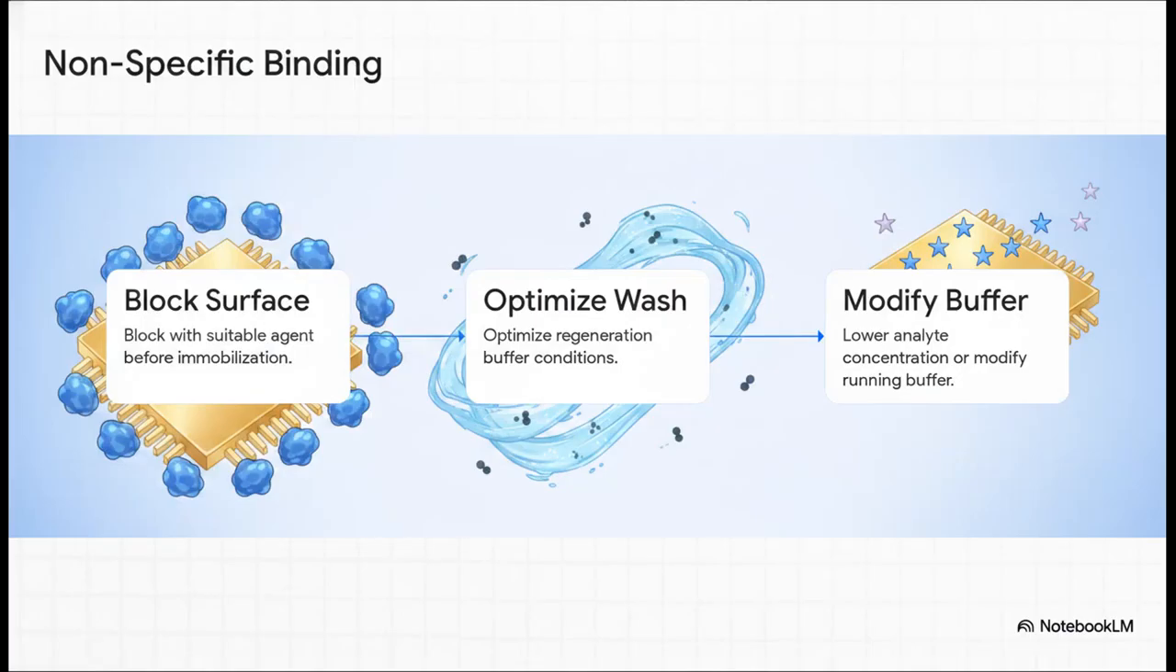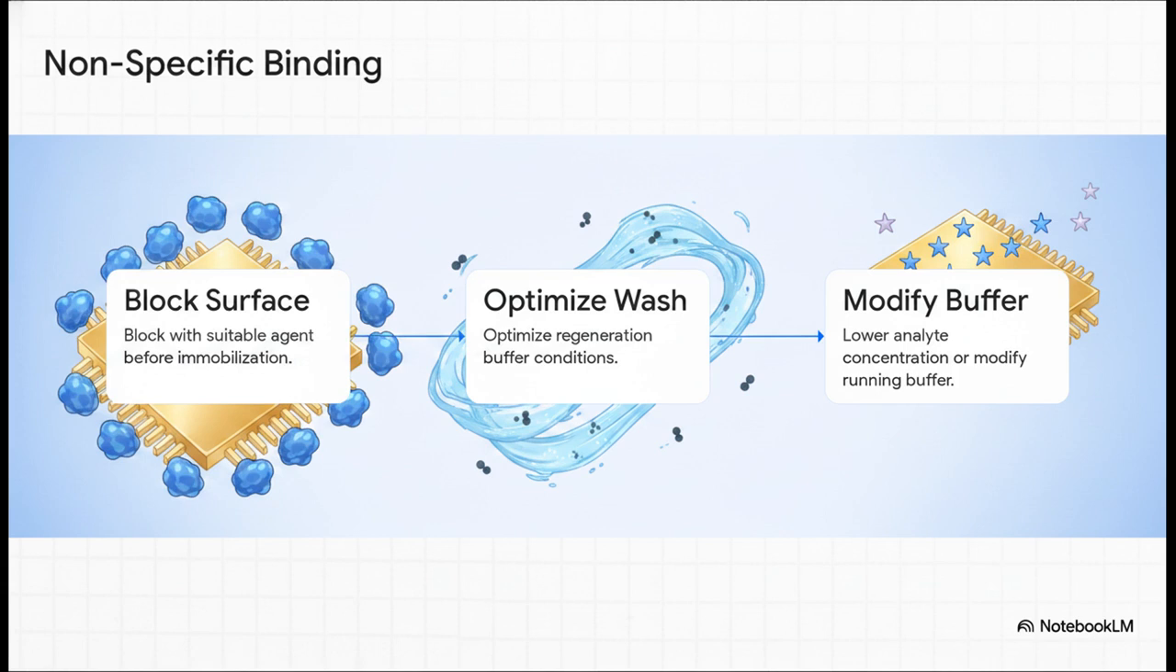Another really major hurdle scientists face is nonspecific binding. This is basically when the wrong molecules stick to your sensor surface like uninvited party crashers. It totally ruins the invisible dance we're trying to observe. To manage this, scientists follow a rigorous set of procedures.